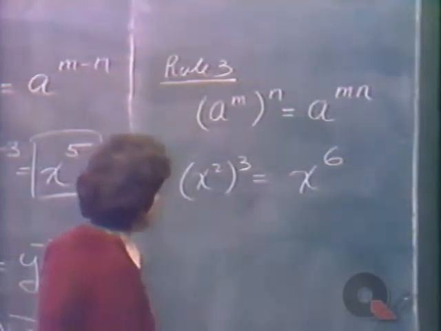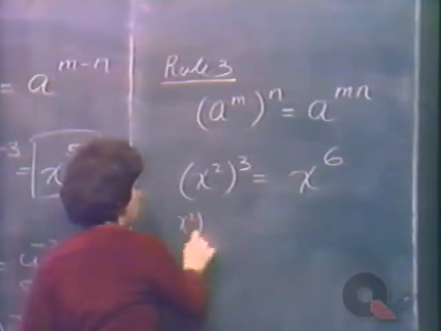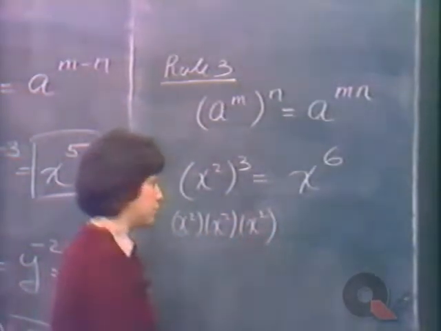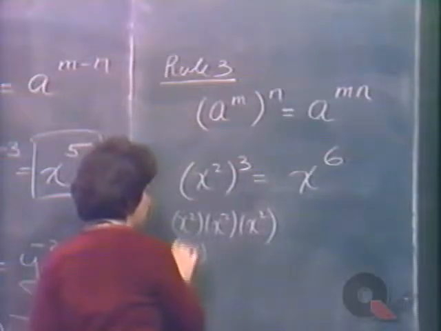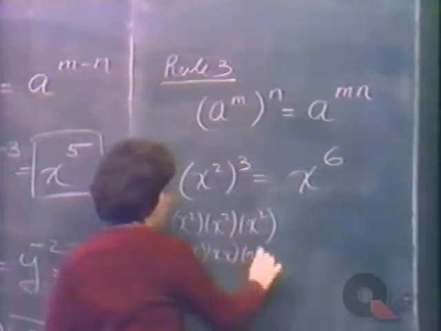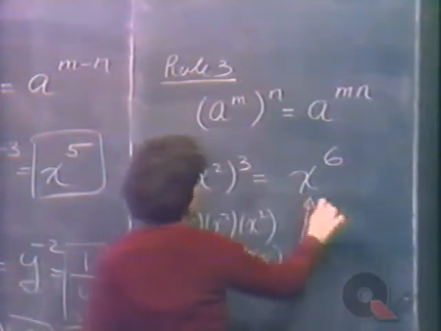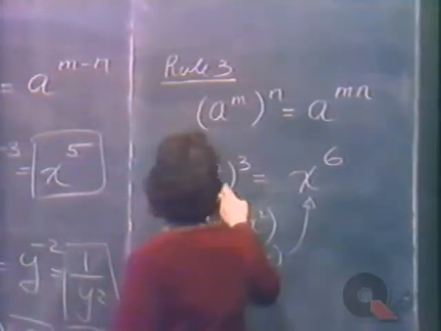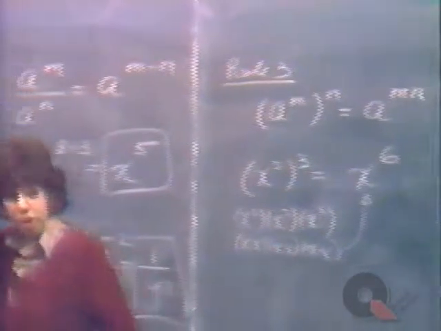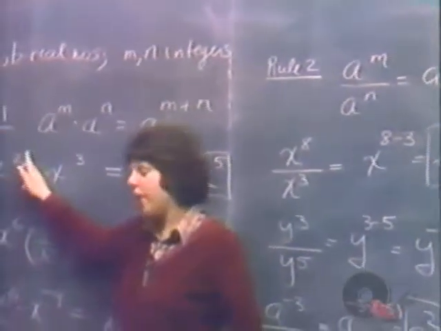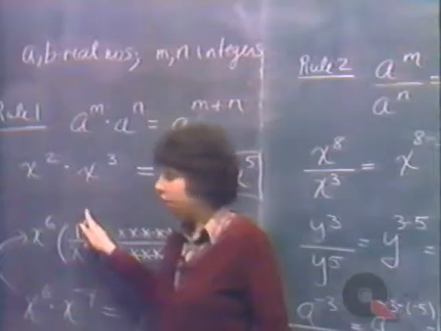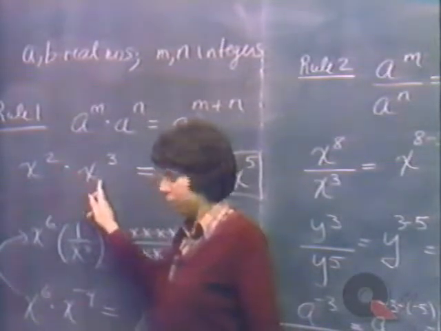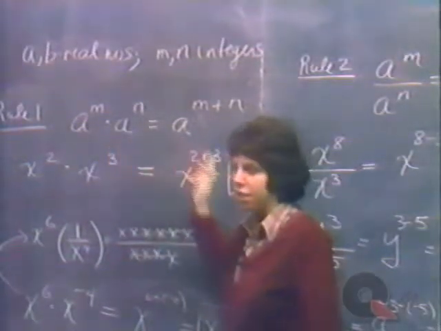Okay, as a justification, think of this as x squared cubed, and of course this is x times x, x times x, x times x. We do get x to the 6th power. Now please don't confuse this with what we had over here, which was x squared times x cubed. Okay, here you have the base appearing twice. You're multiplying. You keep the base and you add the powers.